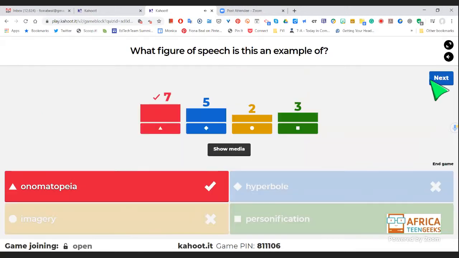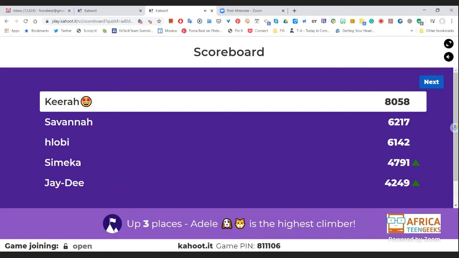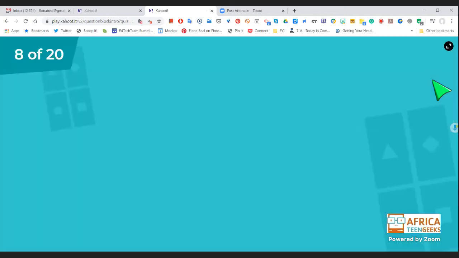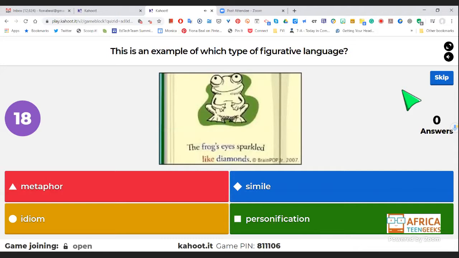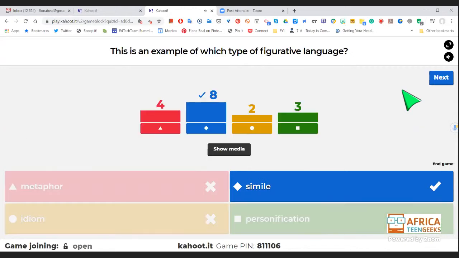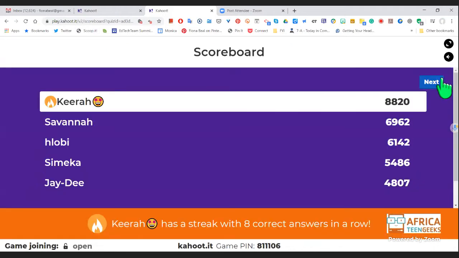And you can see that that is an onomatopoeia because it was that sound. It's a sound. As soon as it's a sound, you know it's onomatopoeia. So well done to Kira, still there in the lead. The frog's eyes sparkled like diamonds. There's a clue there. Right, simile, because as soon as you see as or like, you know, simile. It's comparing using as or like. Good. Well done, Kira.